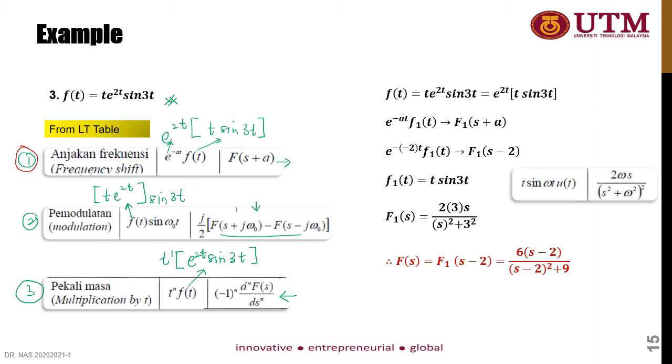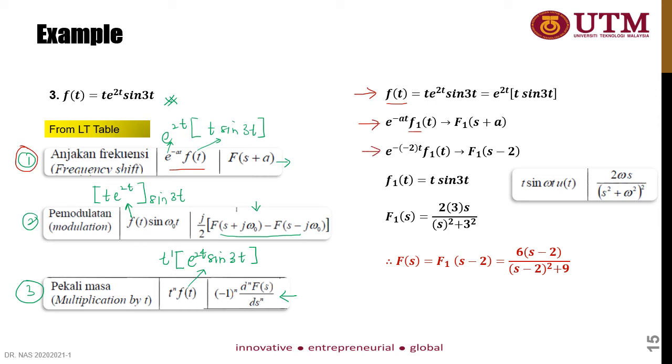So now, this is the given function. You can rewrite the given equation to suit the function you have from the table. From the table you have this function e to the minus at f, which in this case I name f1(t) because the general equation is given by f(t). So it is equal to, in S domain, F1(s plus a). Now compare the given equation with the value you have. This is from the table, and this is from the equation you have.